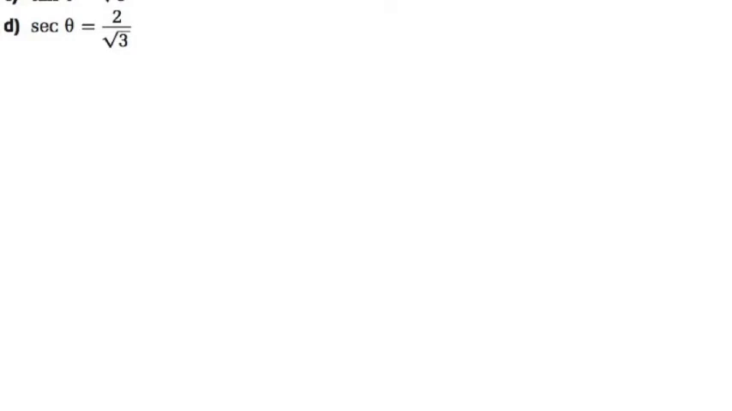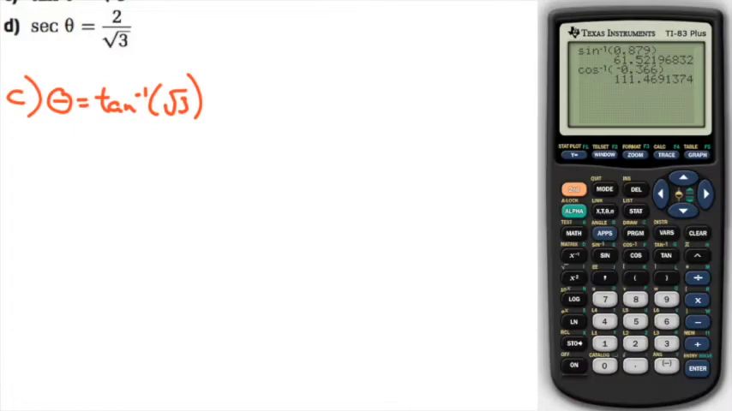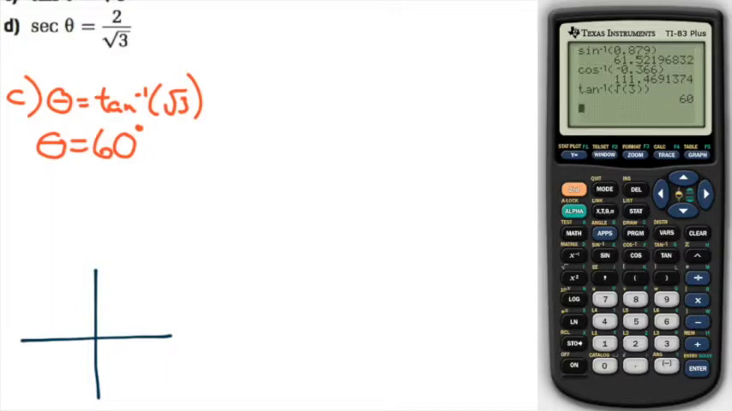Clear off some space for the last two examples. C, theta would be tangent to the minus 1 of root 3. Go to the calculator. Second function, tangent of square root of 3, gives us 60 degrees, nice even number to work with. Put that on the XY axis, roughly here.